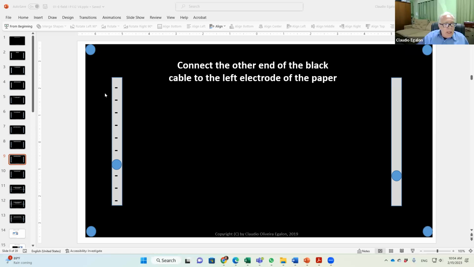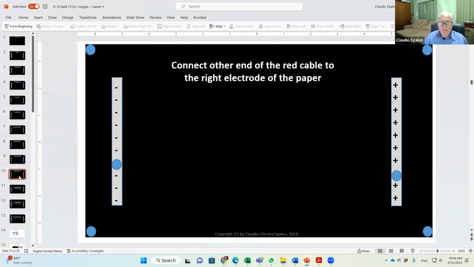What we are doing in this experiment, we are charging this plate with negative charges. We're going to get a distribution of negative charges in this electrode, and we're going to charge this other side of the paper with positive charges by connecting it to the positive end of the power supply. Okay, let me show you exactly how it looks like.